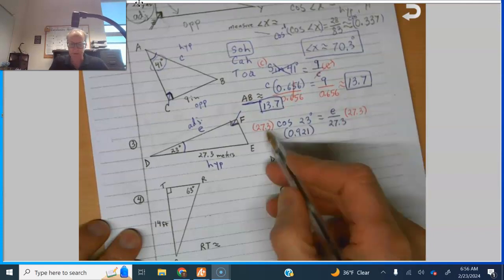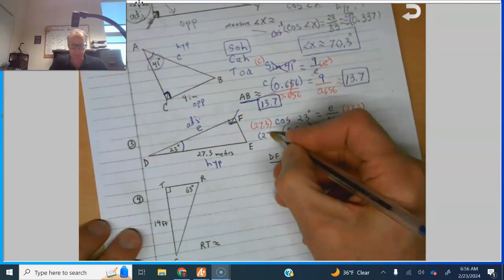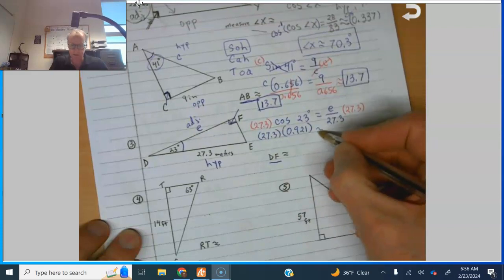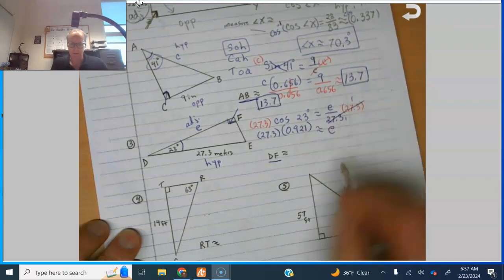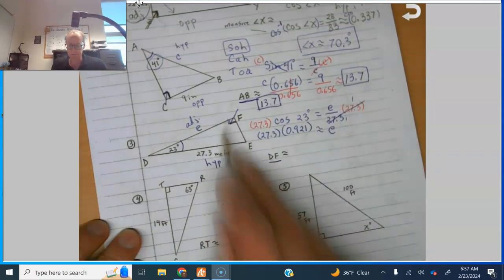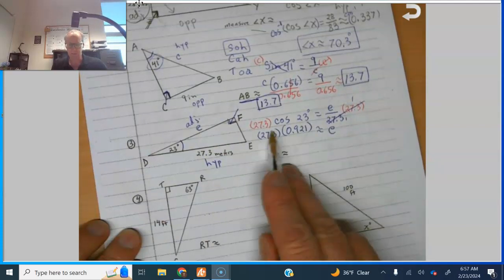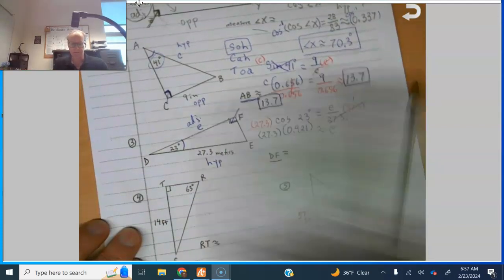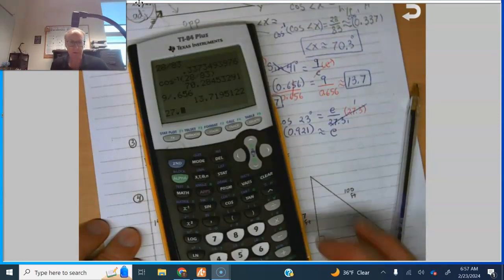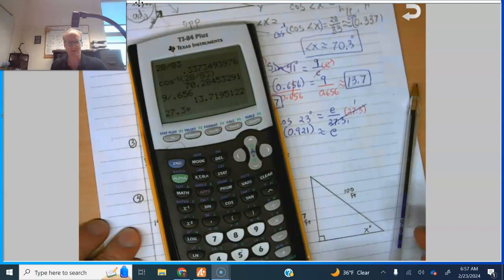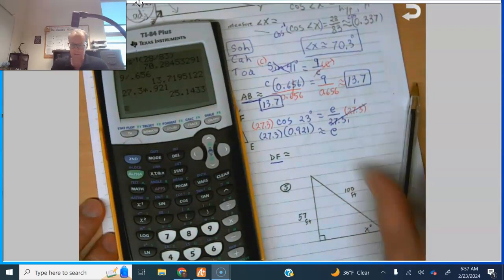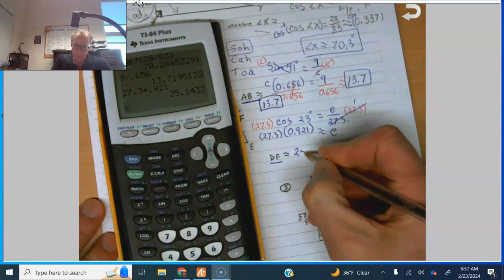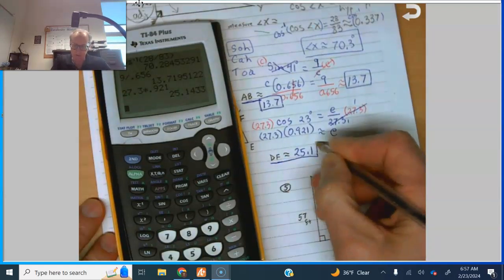And that's being multiplied by the 27.3. And that's going to give me my approximate value for E. The whole point was to cancel these out. And E, which is also DF, same thing, I'm just going to multiply these guys together. 27.3 times 0.921, and we've got 25.1. Again, units, just units, 25.1.